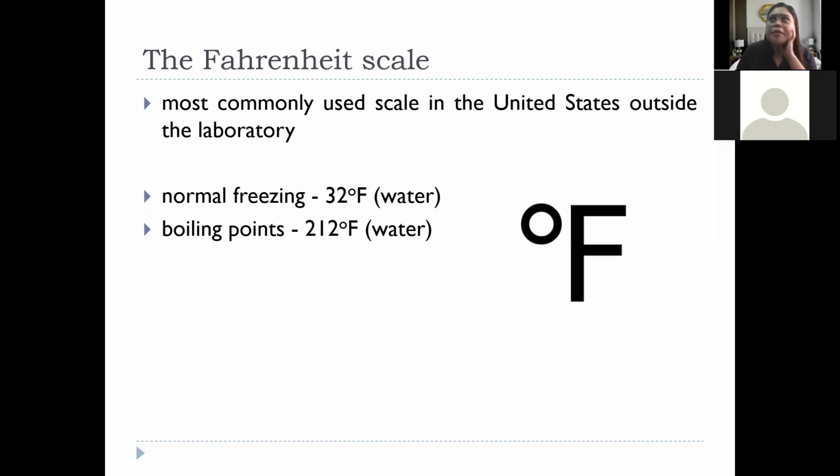Like when you say freezing point of water, we know that it freezes at 0 degrees Celsius. But again, in the US, they use the degrees Fahrenheit. So the normal freezing point of water is 32 degrees Fahrenheit. And then we have here the boiling point of water, that's 212 degrees Fahrenheit. So that's for the degrees Fahrenheit.